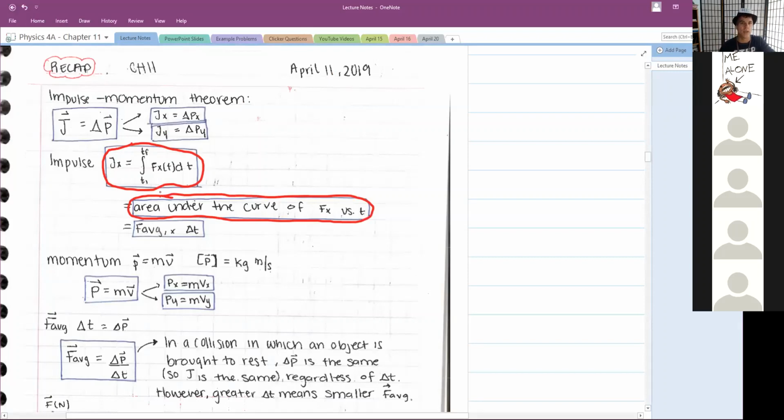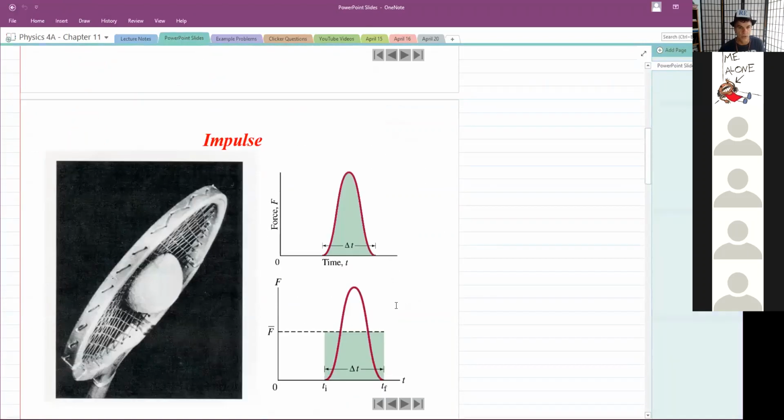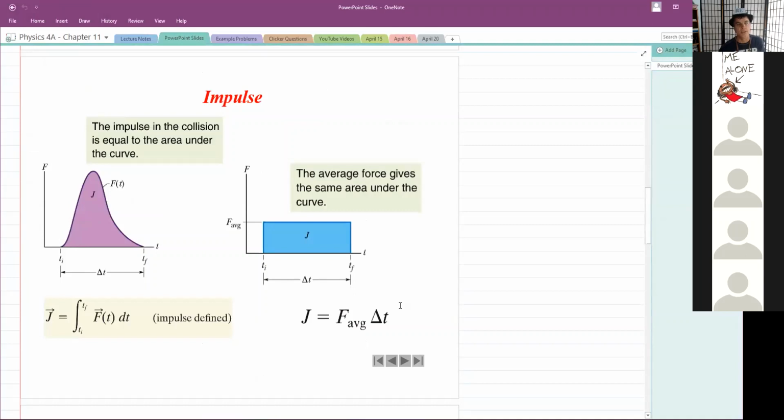And a second way of looking at the impulse is, rather than looking at the integral of the force integrated with time, another way of looking at it is looking at the average force. So here is, let's just say, a force on an object. The impulse is the area under the curve of force versus time. This is basically how we're defining the impulse.